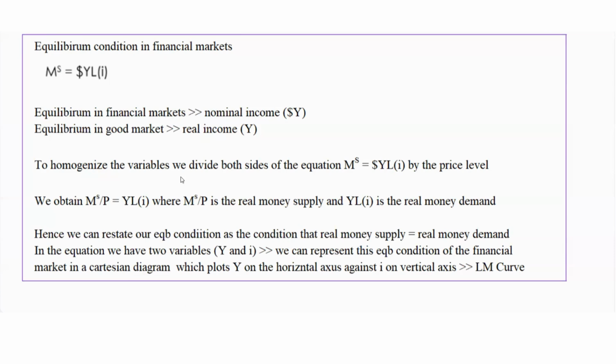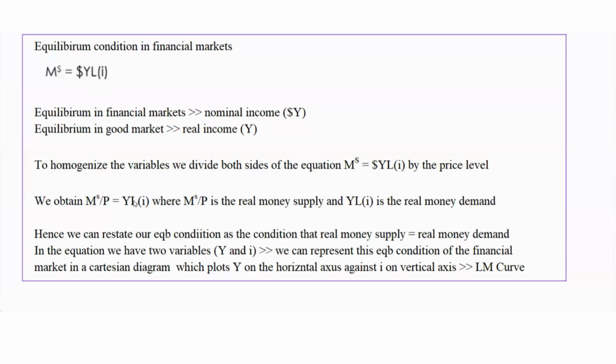So to homogenize these variables, we divide both sides of this equation, MS equals dollar Y times L(I), by the price level. When we divide by the price level, we get MS over P is equal to Y times L(I), because remember dollar Y is PY. When we divide dollar Y, which is PY, by P, we get Y. So here MS over P is the real money supply and Y times L(I) is the real money demand. Hence, we can restate our equilibrium condition, that nominal money supply is equal to nominal money demand, as real money supply is equal to real money demand.